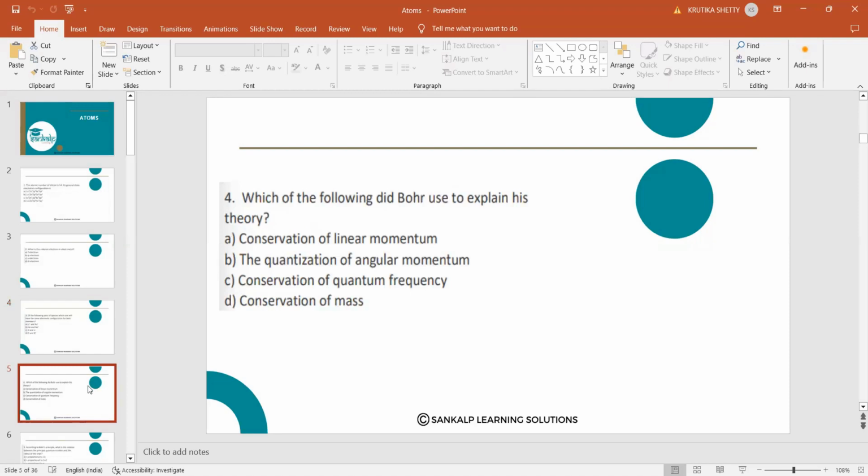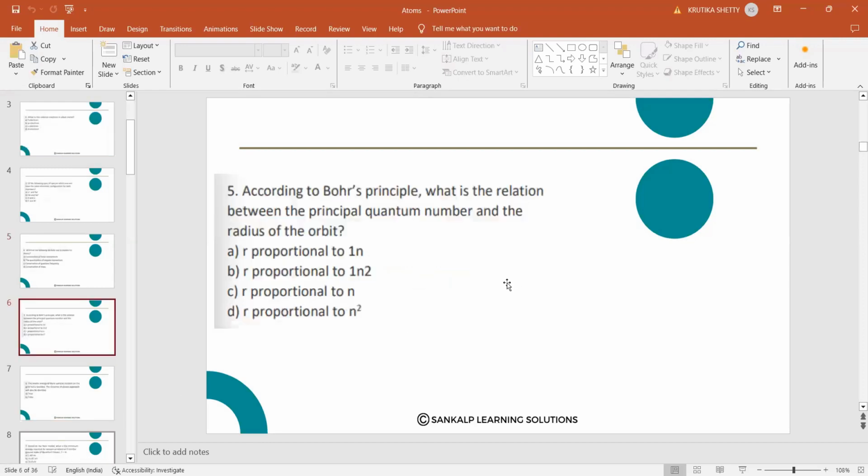Then the next question. Which of the following did Bohr use to explain his theory? Options: conservation of linear momentum, the quantization of angular momentum, conservation of quantum frequency, conservation of mass. So here, according to Bohr's postulates, according to Bohr's second postulate, the angular momentum is equal to an integral multiple of h upon 2 pi. So that is nothing but quantization of angular momentum. Option B is the correct option here.